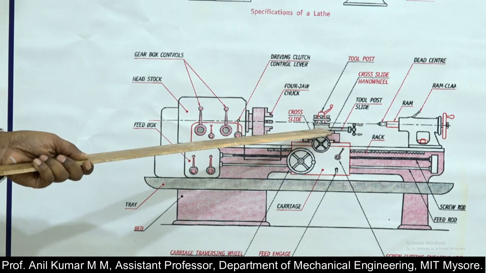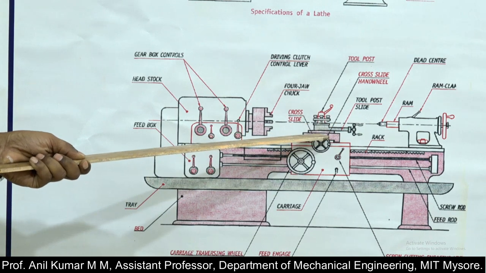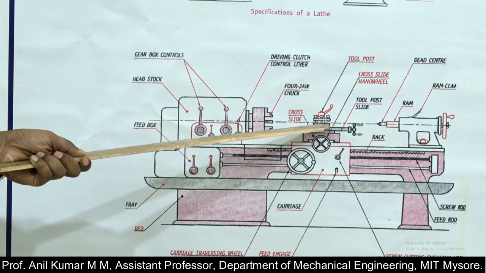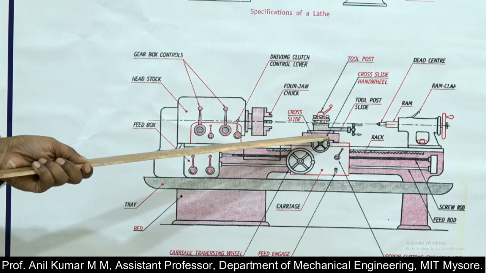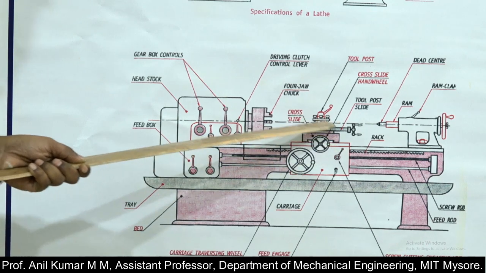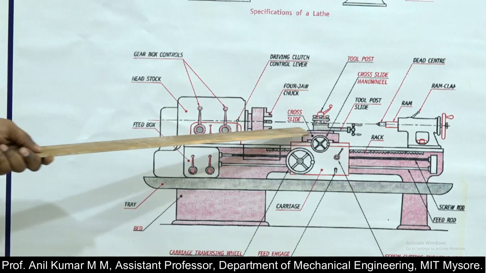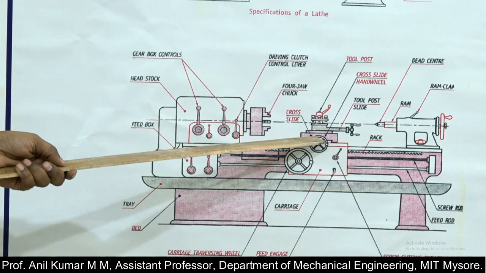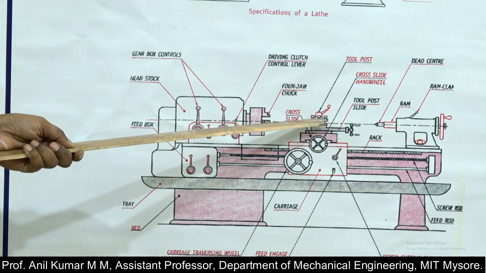Next is the compound rest. The compound rest is mounted over the cross slide, and it can be swiveled at an angle manually to facilitate the thread cutting operation and the taper turning operation. And this is the base for the tool post.